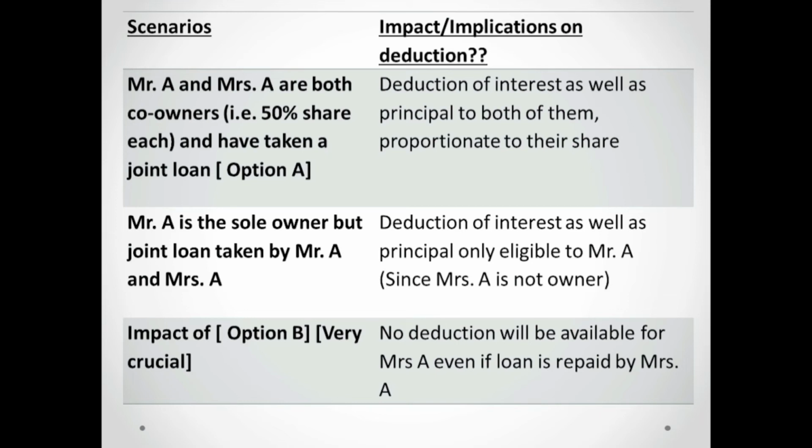So please do keep in mind that to be taking a joint loan and to take the benefit under house property, you necessarily have to be a co-owner, that is owner, and not only be taking a joint loan. Both you have to be a co-owner as well as you have to be taking a joint loan from the bank. So please do keep this in mind, guys.